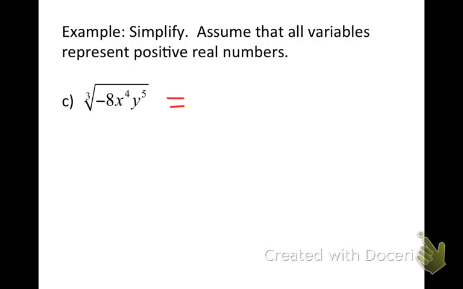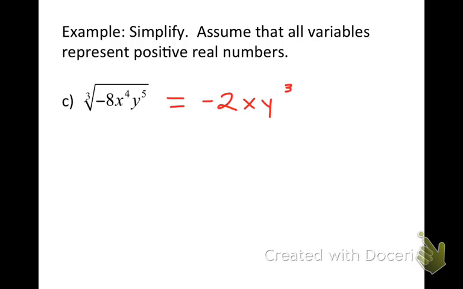Cube root of negative 8 is what? Negative 2. Good. How many times does 3 go into x to the 4th? Once. How many times does 3 go into y to the 5th? Once. So I'm going to have 1x and 1y left over.